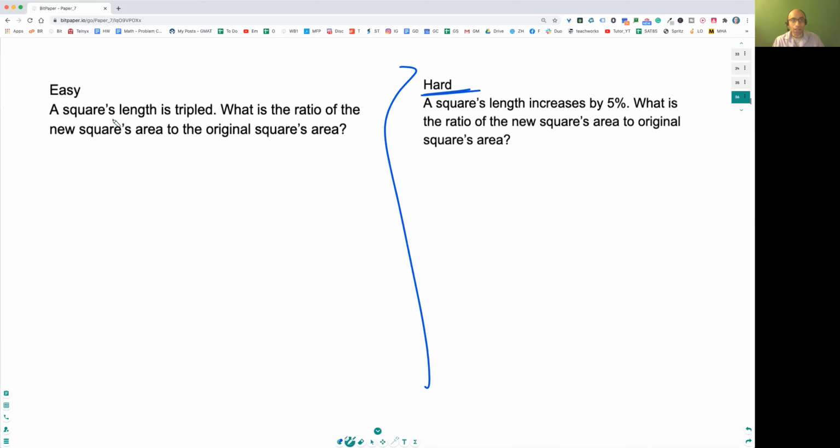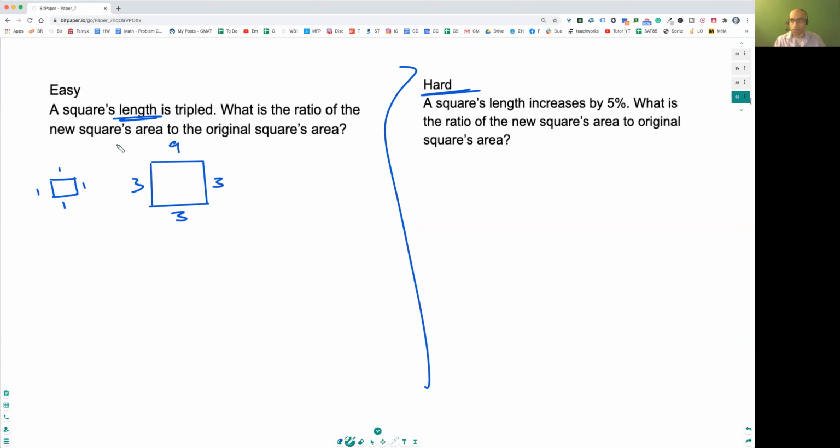A square's length is triple. So if the length is triple and it's a square, right, everything is going to be triple, right? So if this is a small square, let's say this side is 1, and because it's a square, all the sides are equal. This is 1, this is 1, this is 1. And if one of the sides is tripled, let's say it became 3 times, like this, everything is tripled here. So it becomes 3, 3, 3, and 3.